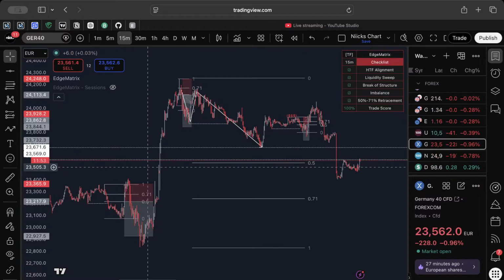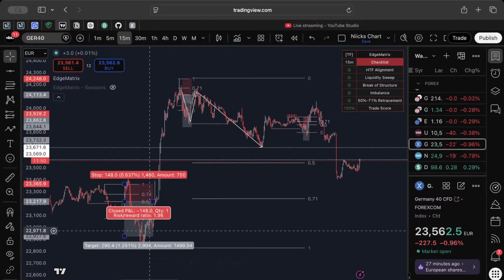I'm like, ugh. So again, higher time frame context, we clearly see that price was bullish.